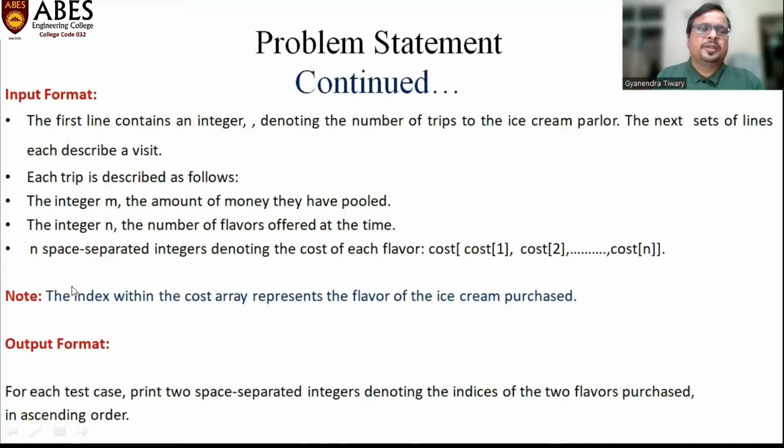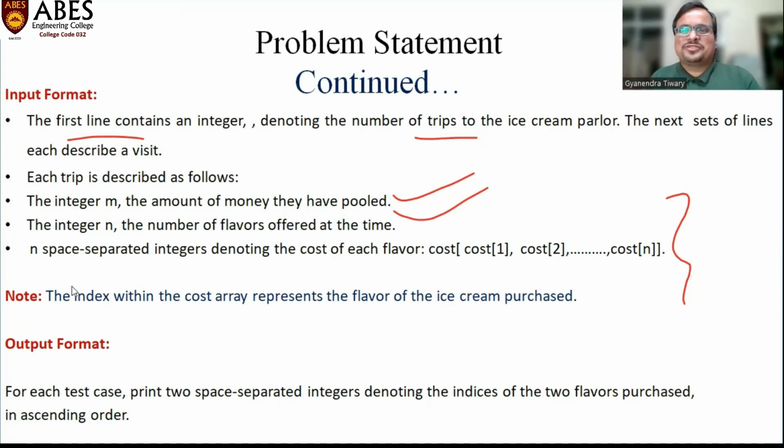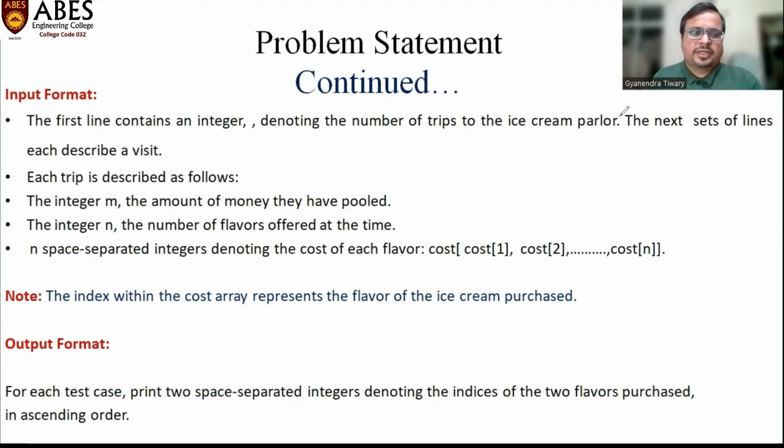So let's see, the input format is very straightforward. The first line will contain the total number of test cases, or the total number of trips they are making to the ice cream parlor as per the story. And for each test case, they have these three pieces of data. The first line will contain the value of M, the total money they have pooled. The second line will contain N, the total number of elements in the array, or you can say the total number of flavors of ice cream which we have. The cost array will contain N elements, and in the last line we will have N space separated values of this cost array, right? That means the cost of all the ice creams.